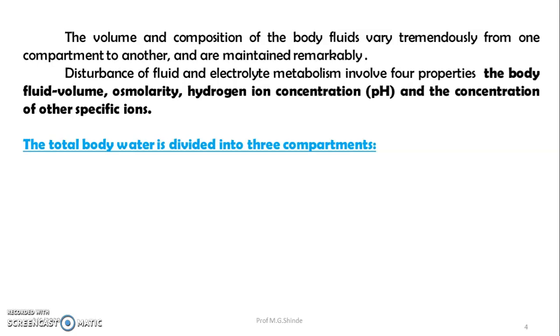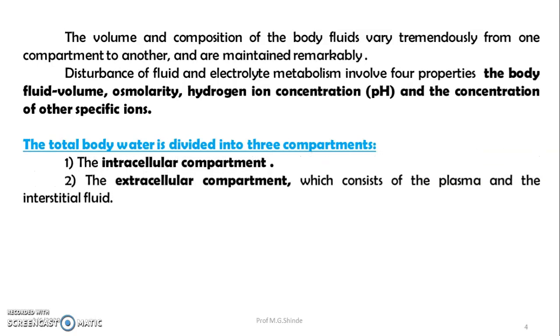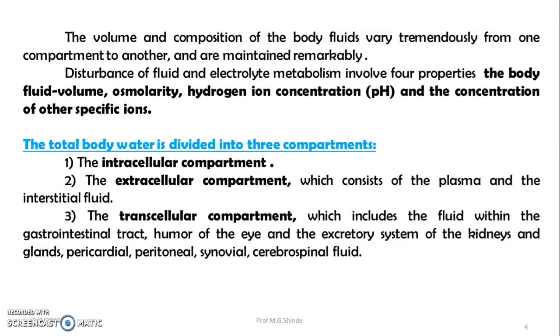The total body water is divided into three compartments: first, the intracellular compartment; second, the extracellular compartments, which consist of plasma and interstitial fluid; third, the transcellular compartments, which include the fluid within the gastrointestinal tract, humor of the eye, and excretory systems of the kidney and glands, that is pericardial, peritoneal, and cerebrospinal fluids.